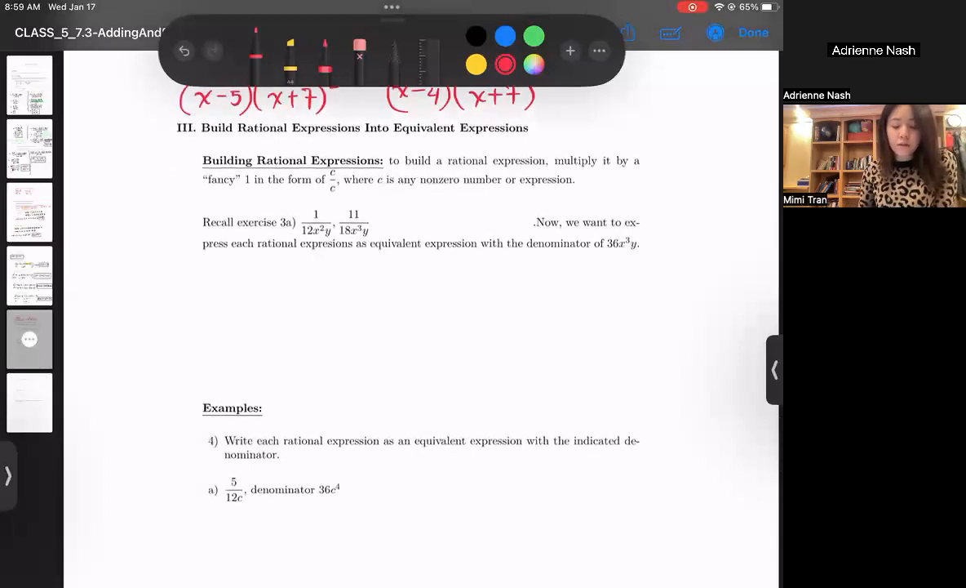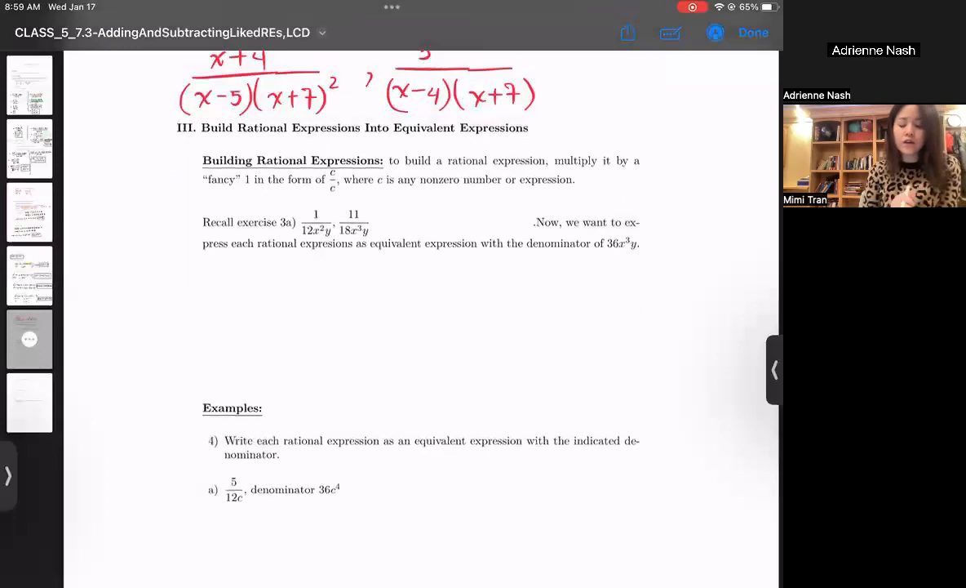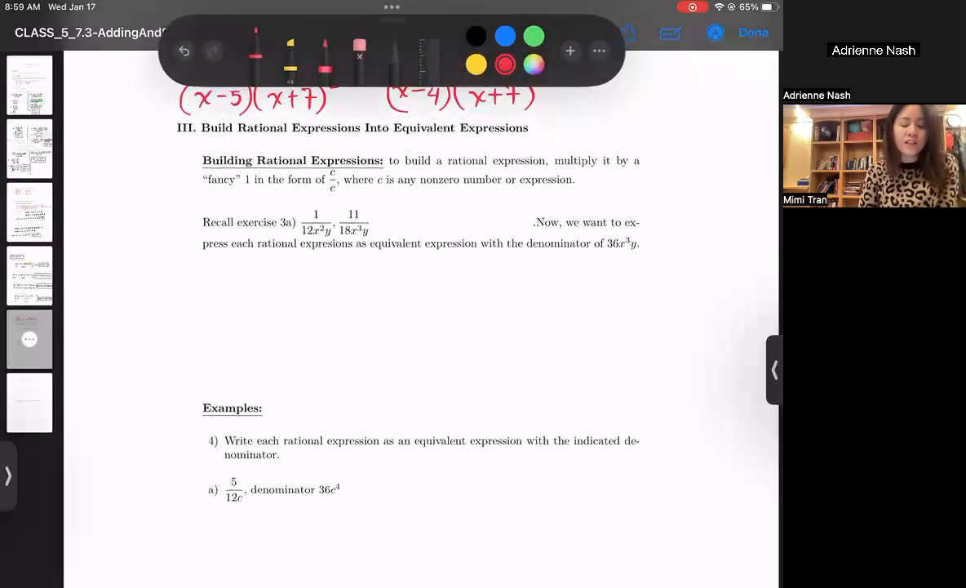Last objective, build rational expressions into equivalent expressions. So now that you know how to find the LCD, we're going to use that to add rational expressions that have different denominators, right? In order to add two fractions, they have to have the same denominator. We're going to use the LCD to fix that.